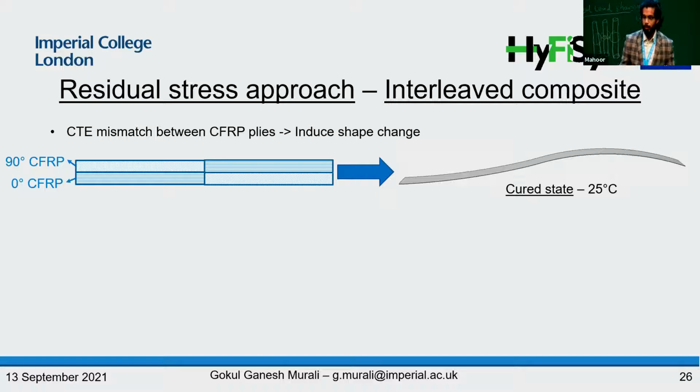But that's not what we want. We want a composite to be flat when we cure it, and we want it to deform only when we want it. So this is where interleaving again comes into play.